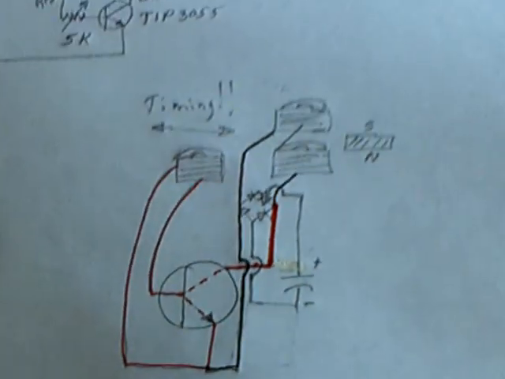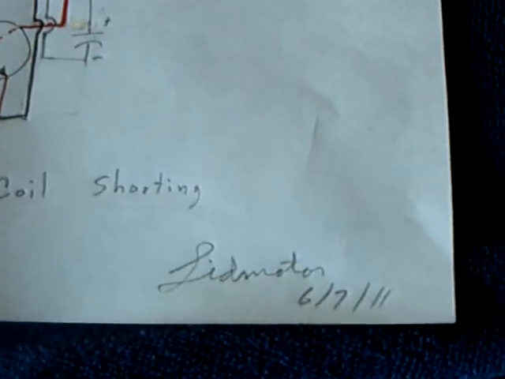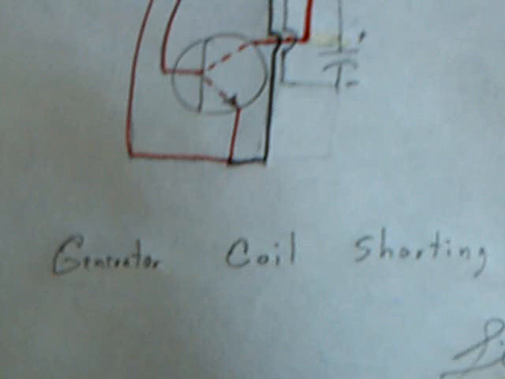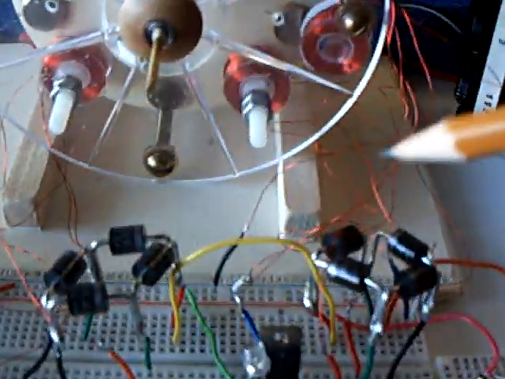So, anyway, I have no feelings on it one way or another. I'm just examining it. I'm Lid Motor, and this is the 7th of June, 2011. And this is my generator coil shorting experiment. This is the setup here. I now use Schottky diodes. I get much better response out of them.